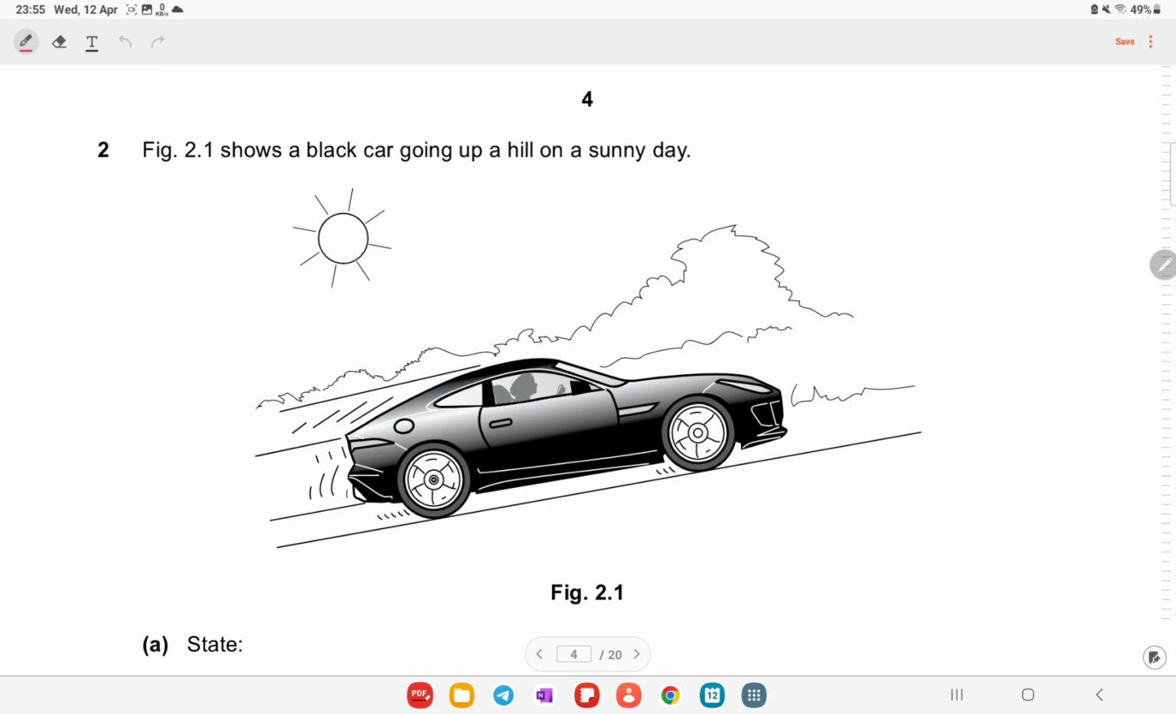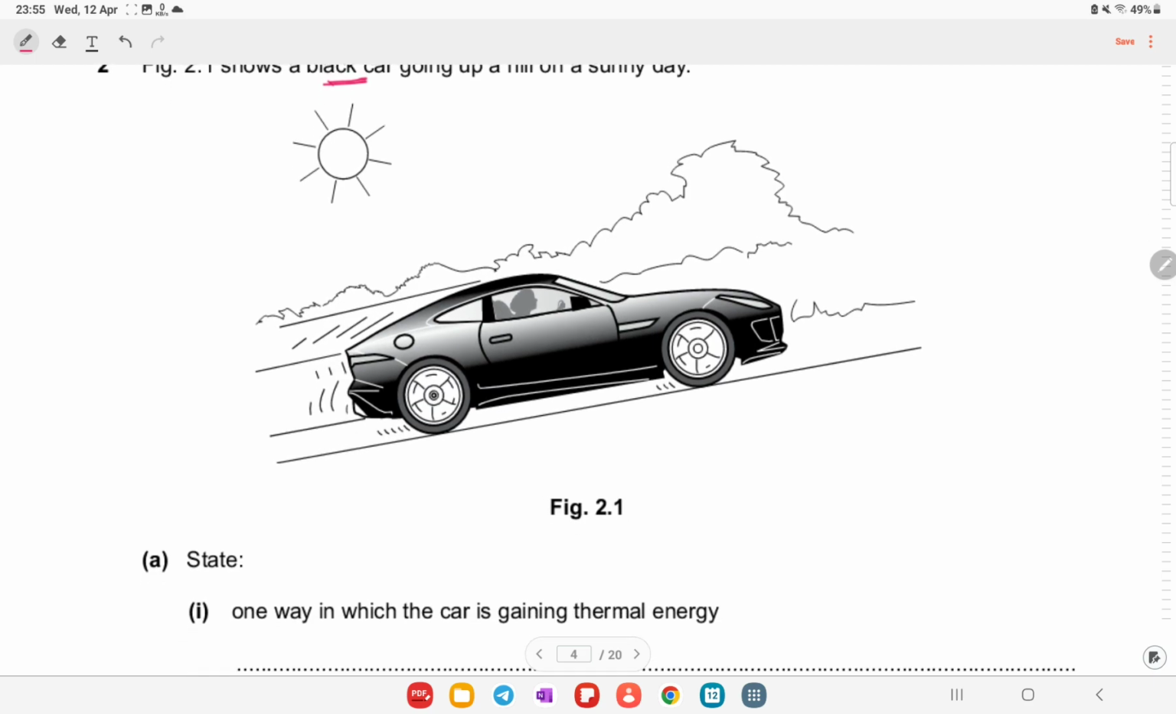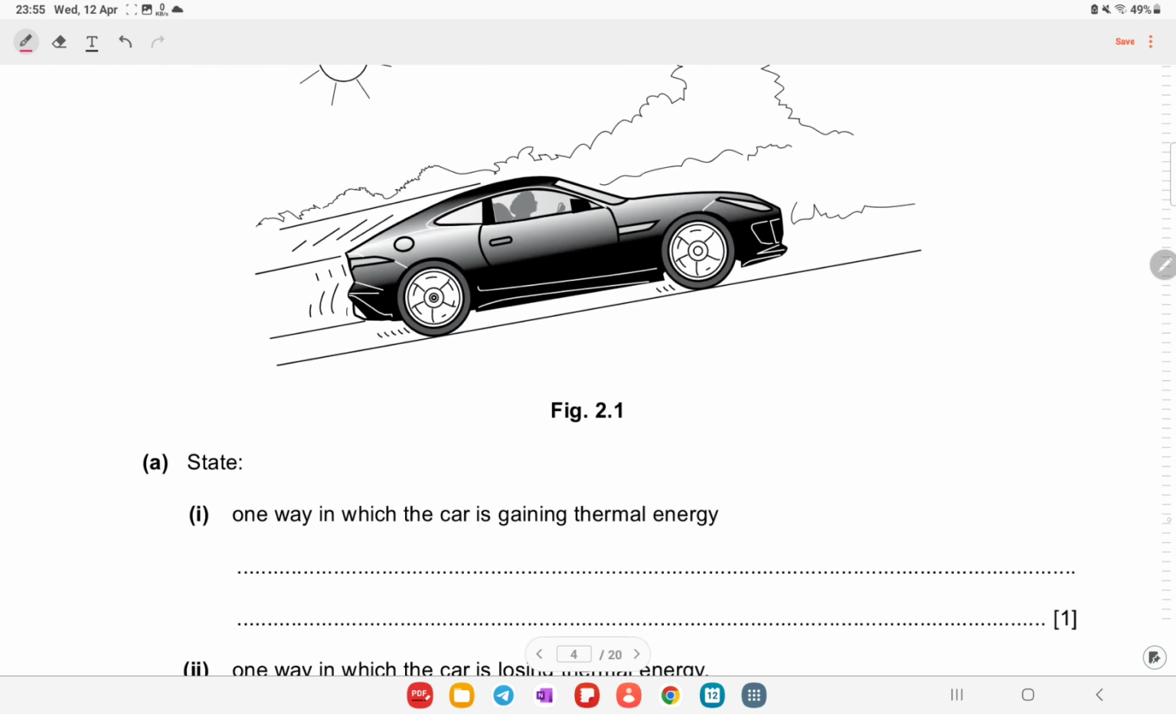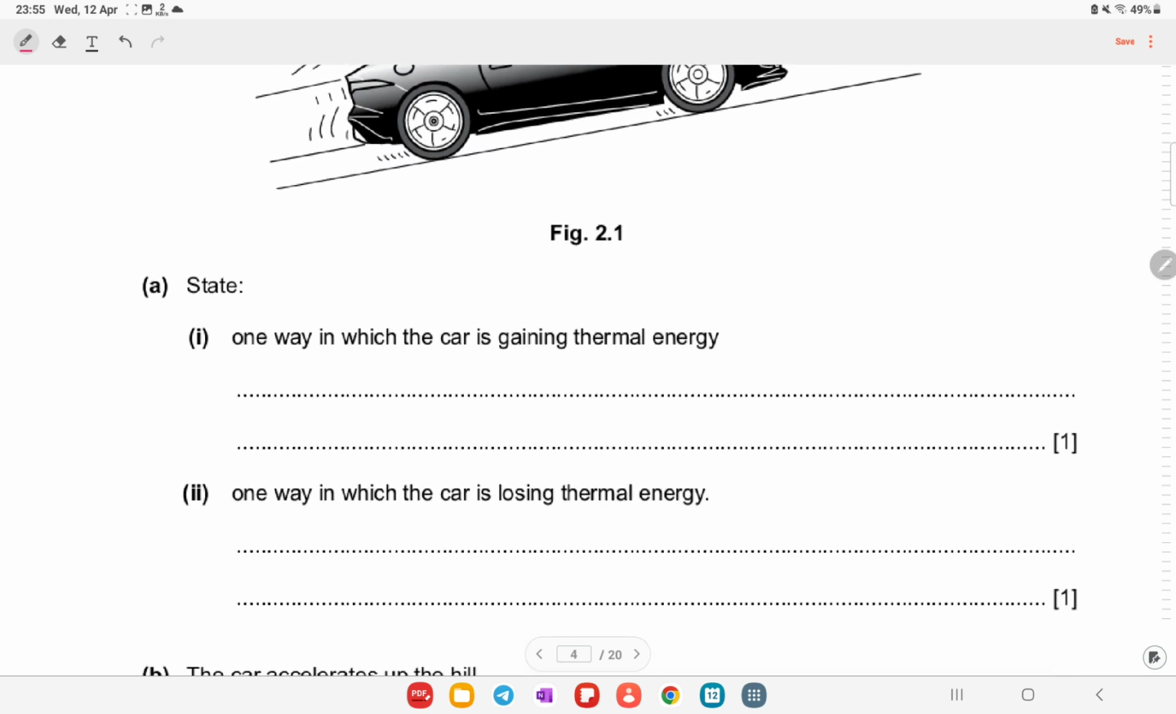Figure 2.1 shows a black car going up a hill on a sunny day, straight one way, in which the car is gaining thermal energy. So first of all, it's going to be the black color, which is a good absorber. Black color is gaining the thermal energy. Then it can be the burning of fuel.